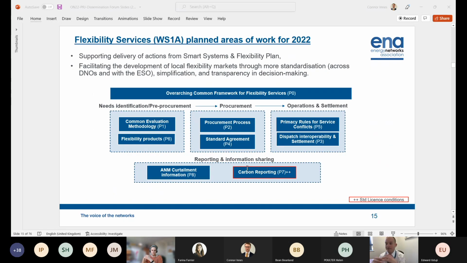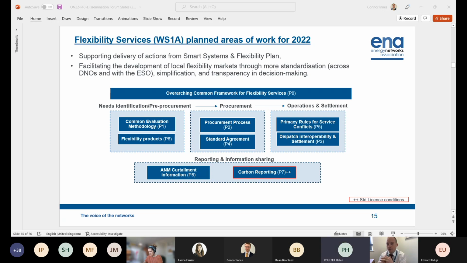So we've got a very full and packed work program within Workstream 1A for 2022. And much of this is geared up to support the Smart Systems and Flexibility Plan, so that joint Ofgem and BEIS roadmap for how we're going to be creating a smarter, more flexible energy system. Facilitating the development of local flexibility markets is a real key outcome for Open Networks.